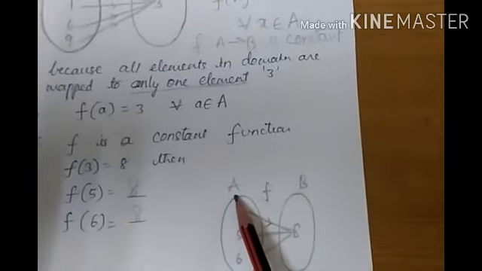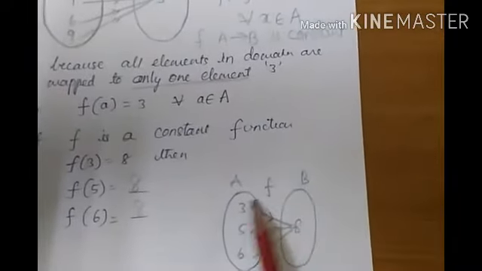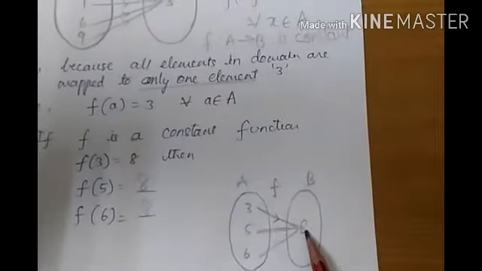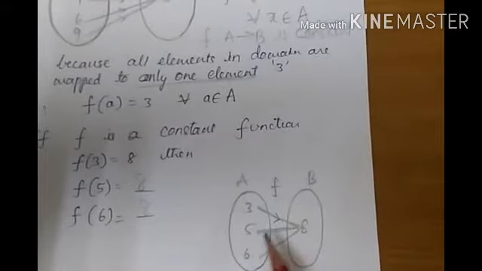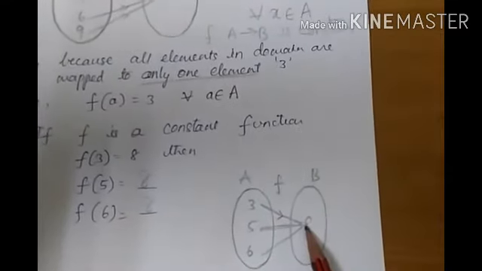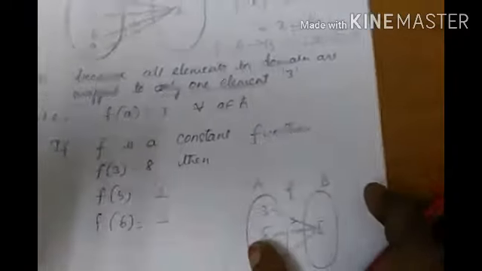See the diagram. A is the domain, B is the codomain. It is given that f is a constant function. 3 is mapped to 8. Then automatically we can say that 5 is also mapped to 8 and 6 is also mapped to 8, since f is a constant function. This is about constant function.